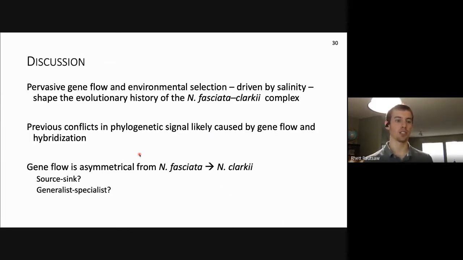The first one being a source-sink dynamic, where fasciata acts as a source population. It's a much larger population, and it is feeding individuals into the coast, which acts as a sink population. The other dynamic that might be occurring is a generalist-specialist dynamic, where Neodiaptomus fasciata, again the larger population, is acting as a generalist and is able to just move wherever it wants, while Neodiaptomus clarki acts as a specialist and focuses entirely on the coast.